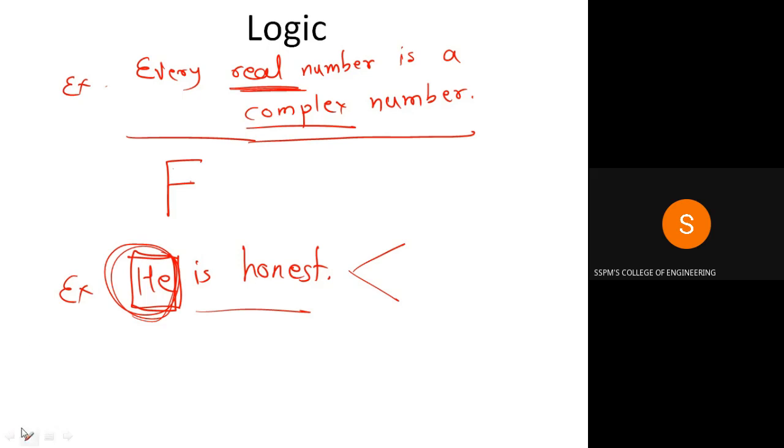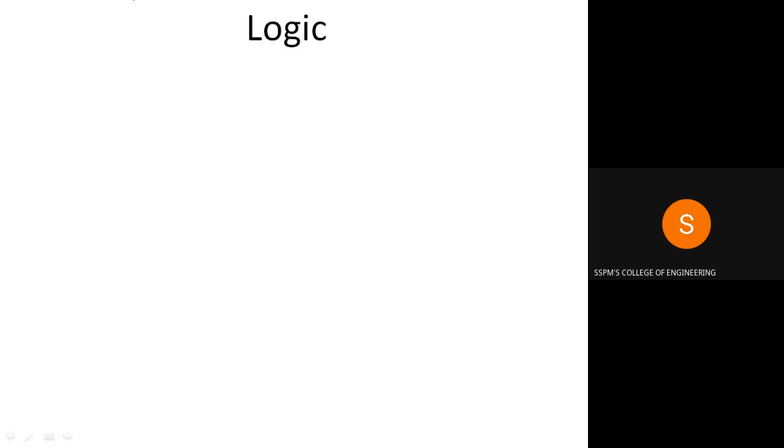Now we will see some basic things in logic. A statement which is true, we write it as T, and for false we write F. Maybe if you have learned Boolean algebra, they write it as 1 and 0. So we will not write it as 1 and 0, we will write it as T and F. Now, see, conjunction.